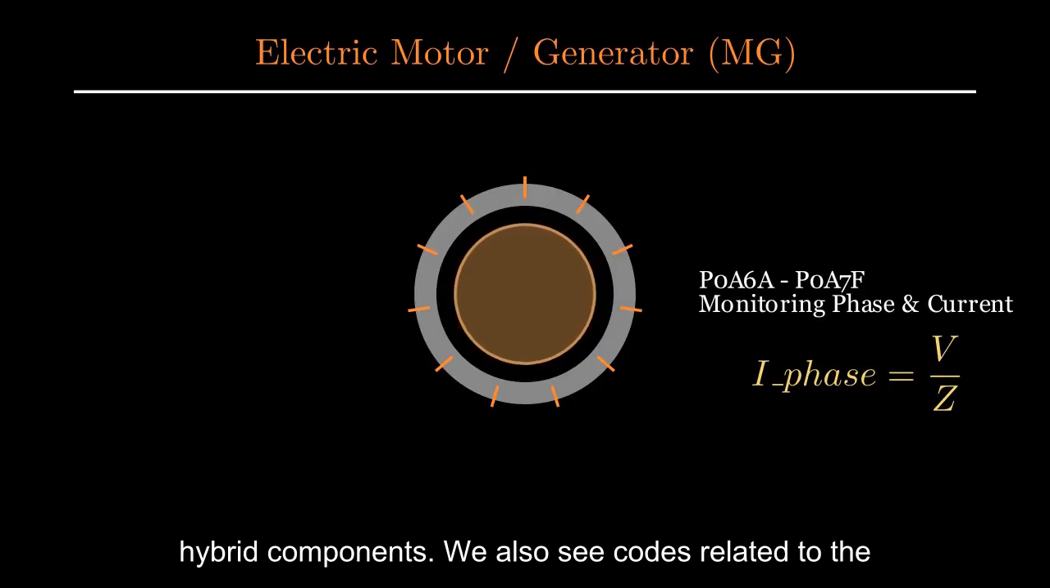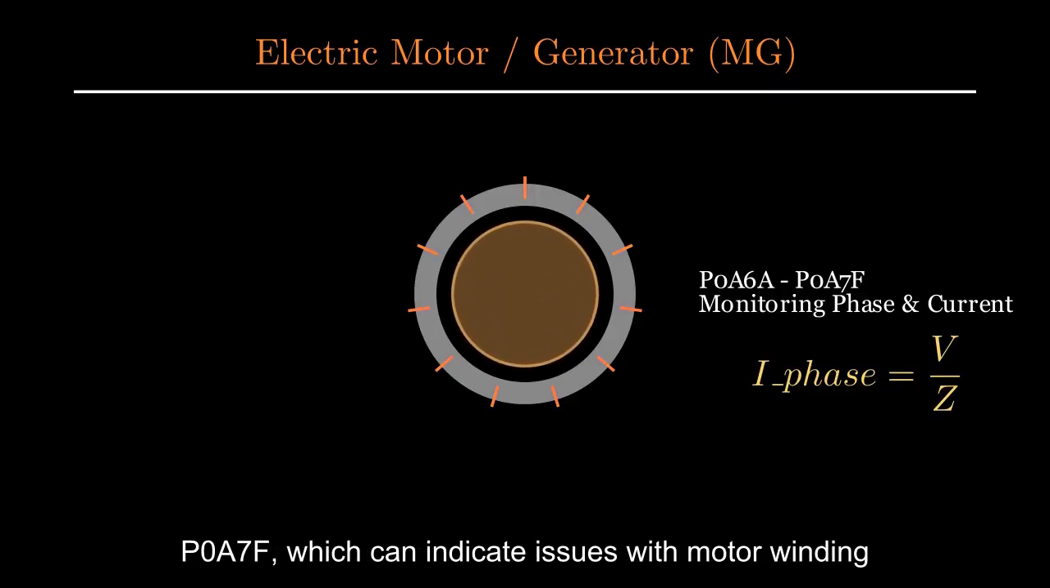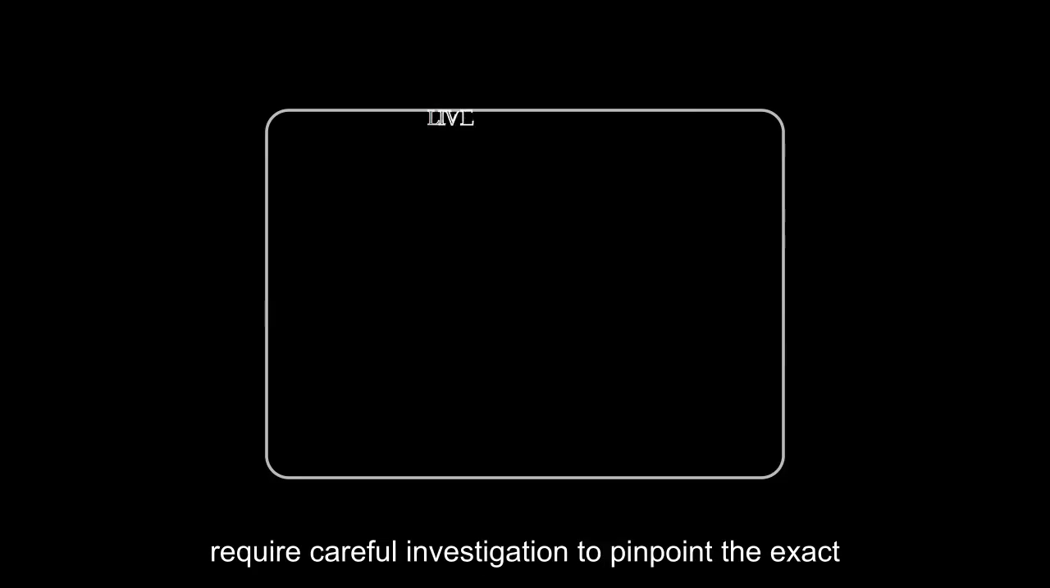We also see codes related to the electric motor/generator, such as P0A6A through P0A7F, which can indicate issues with motor winding temperature, voltage, or current. These codes require careful investigation to pinpoint the exact failure within the motor assembly.